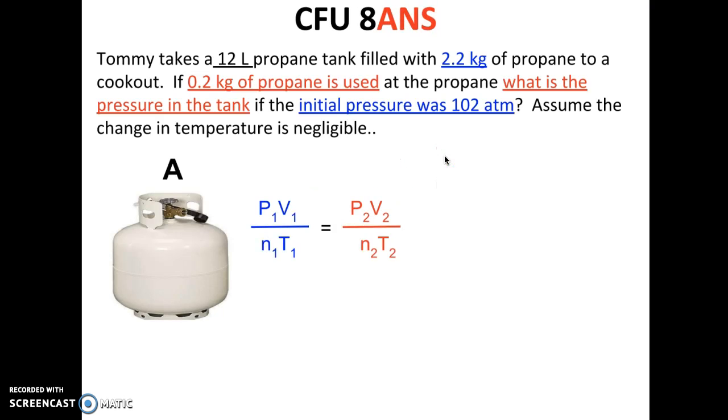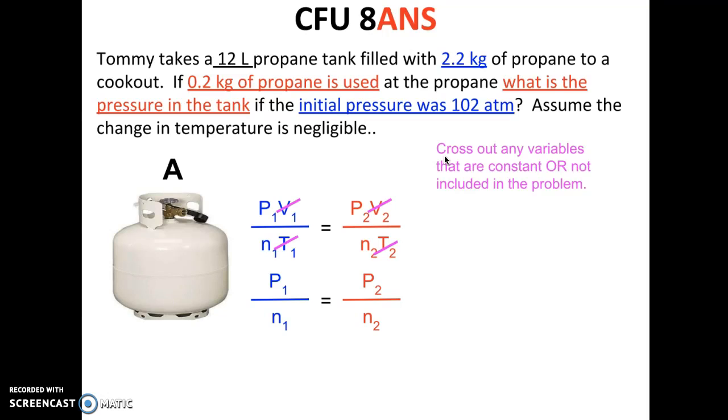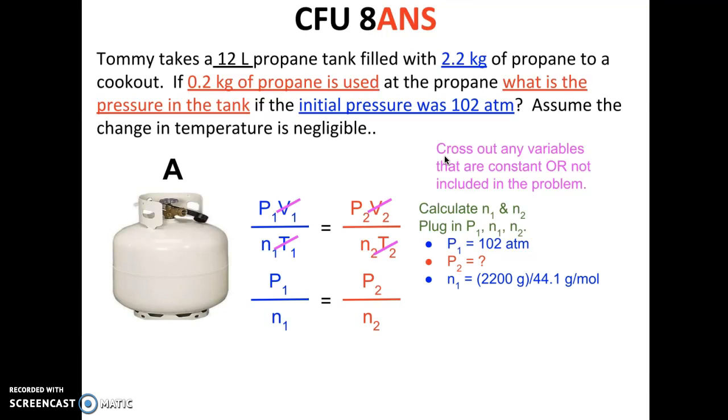Okay, so let's look at the answer for this. We're using the combined gas law, and the variables that we need here are our moles, since we're given mass. We know that the moles are changing, and we also need pressure because that's the other thing that's changing. Everything else, volume and temperature, we can cross out. So we get P1 over N1 equals P2 over N2. We also need to calculate the moles because we're not given moles, we're given mass. Once we have that, we can plug in our pressure and our moles.